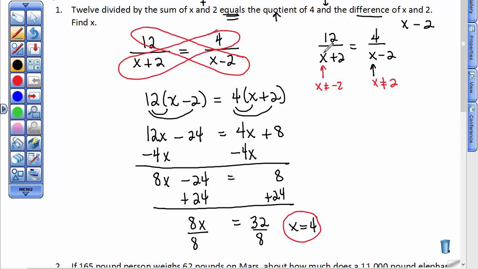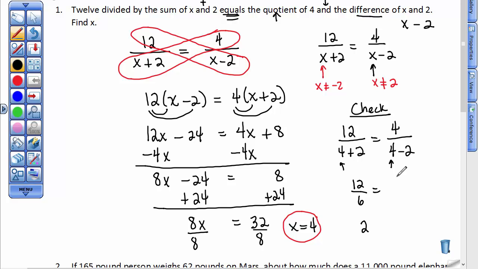However, I would like to put a 4 in here for x and a 4 in there for x to do a check to see if my solution is correct. So my original problem was 12 divided by x plus 2, and 4 divided by x minus 2. And in each case, I put in a 4 for x. So on the left side, I have 12 divided by 6, which is 2. And on the right side, I have 4 minus 2, which is 2, and 4 divided by 2 is 2. And I know I got this problem right with my answer of x equals 4 because I checked it.